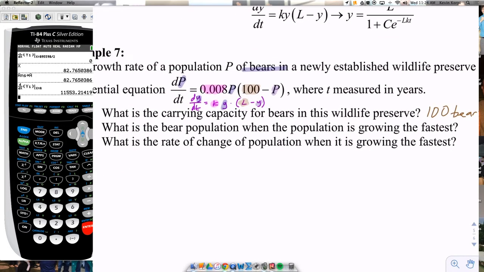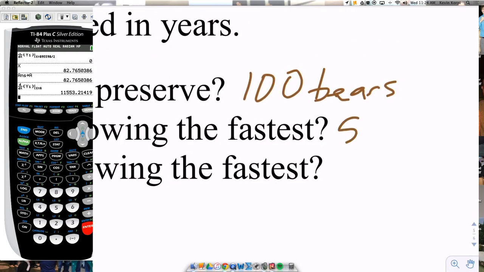You don't really have to show any work for that, okay, because they gave it to you in that form, so that's good. This is just, do you recognize that it's logistic? What is the bear population when the population of bears is growing the fastest? 50. 50 bears.